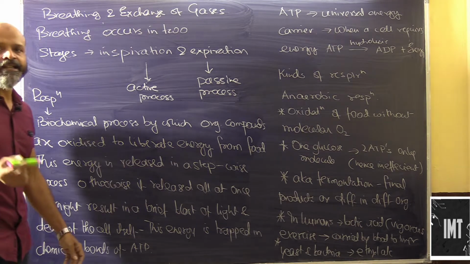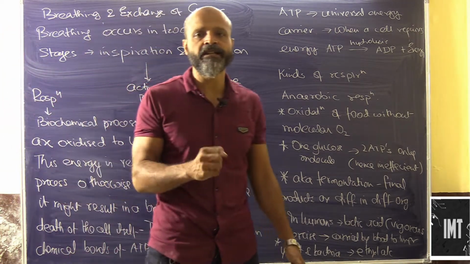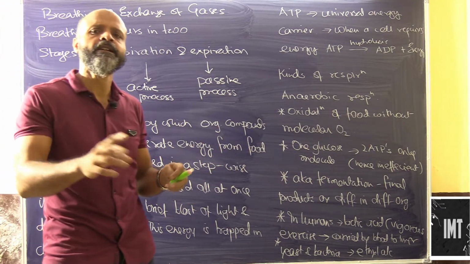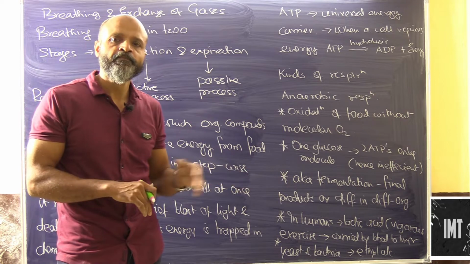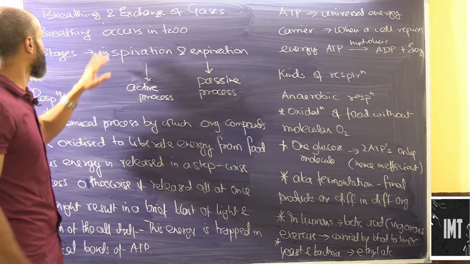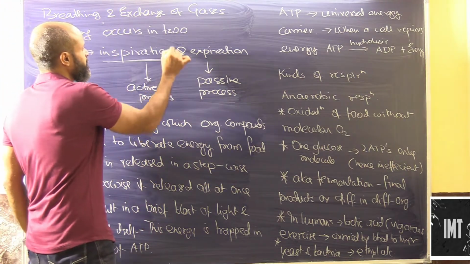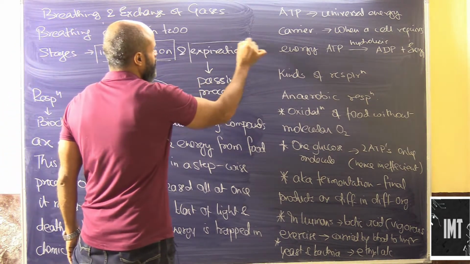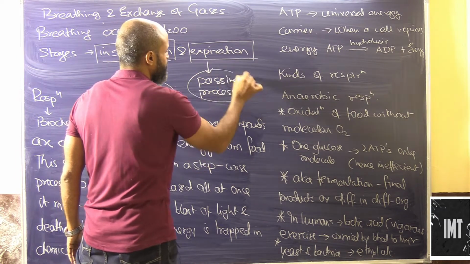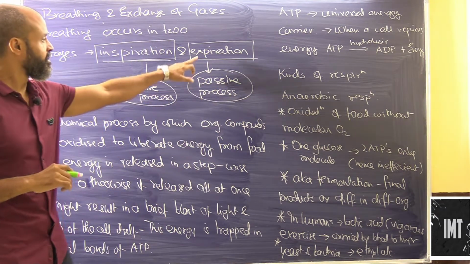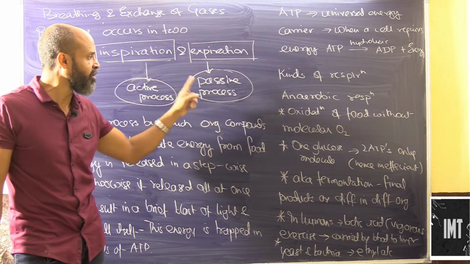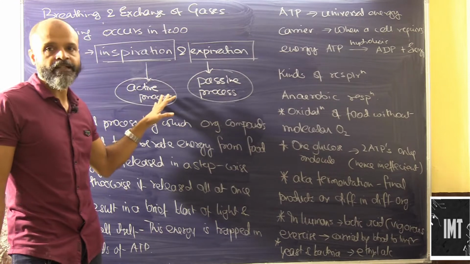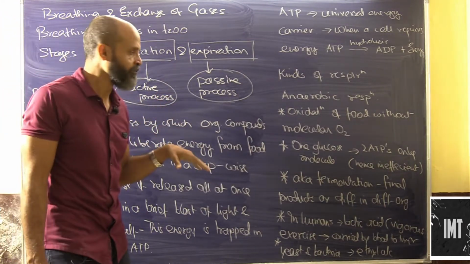Now what basically is breathing? Breathing is basically inhalation and exhalation. Okay, so breathing and respiration are different, and we have studied it in previous classes as well. So breathing basically occurs in two stages. One is inspiration, that is an active process, and the other one is expiration, that is basically a passive process. So this expiration is as a result of inspiration itself. So that's the reason it is known as a passive process, and this is an active process. Inspiration is the start.